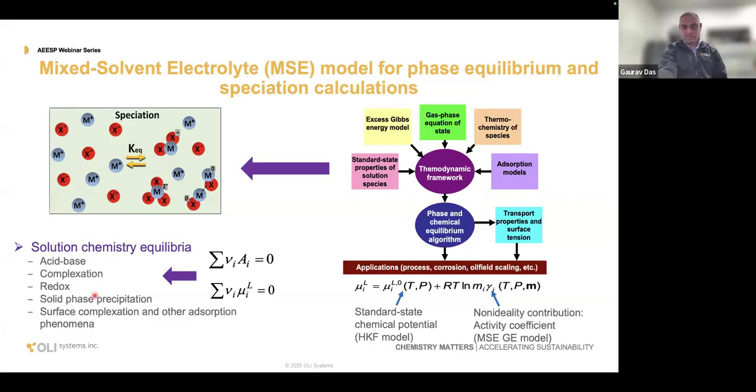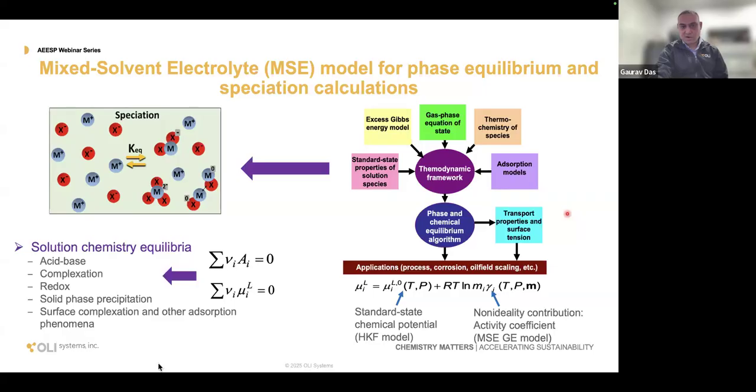The heart of this model lies in accurately representing the aqueous chemical potential of the species, which has two parts. One comes from the standard state property, which is obtained from the HKF equation of state, and another is the non-ideal part, which gets computed from the excess Gibbs free energy model.